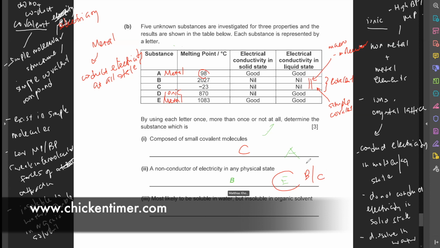Then which one is slightly soluble in water, but insoluble in organic solvent? D. Yeah, D. Because it's ionic, so it is soluble in water, but unlikely to be soluble in covalent or organic compounds.